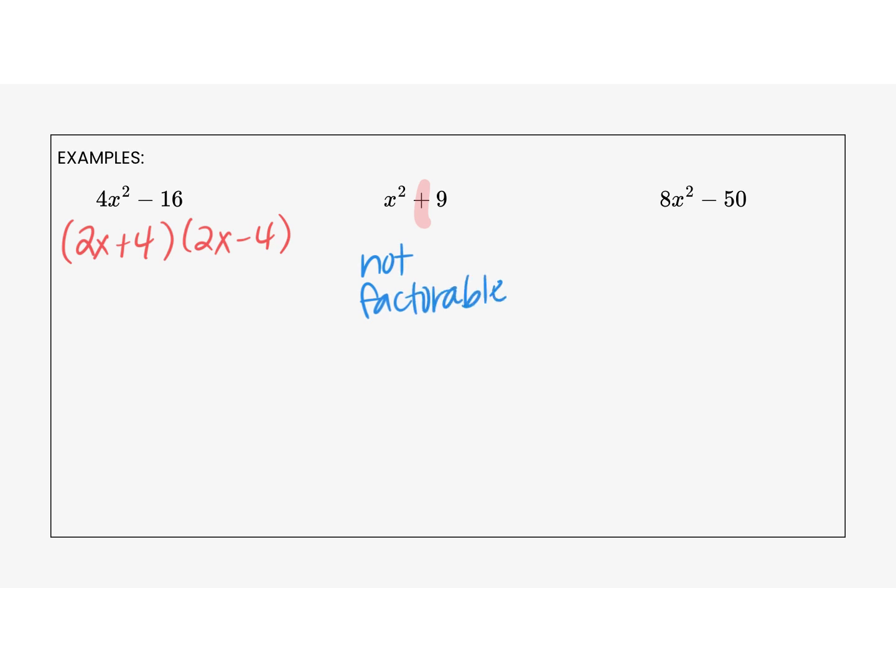Because we need that minus sign in the middle here. Okay, now this next one looks kind of like a difference of squares because we see the two terms and the subtraction in the middle, but 8 and 50 are not perfect squares. This is where we need to use our GCF. So if I look at 8 and 50, I can pull out a 2 there, right?